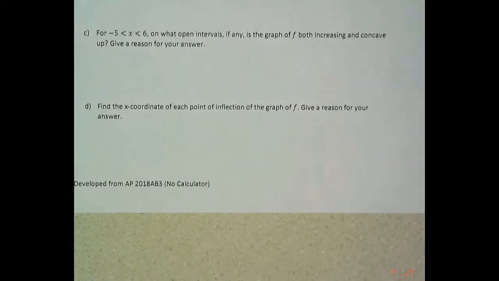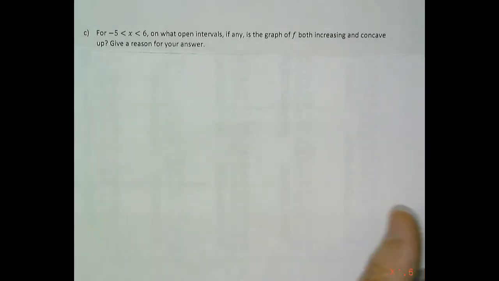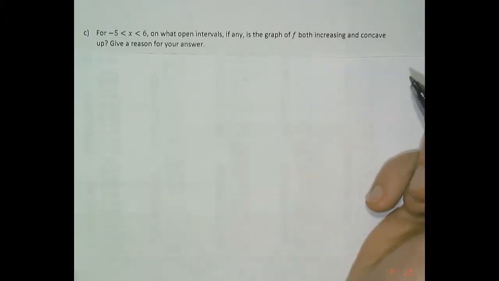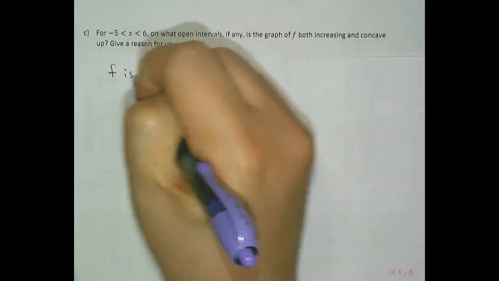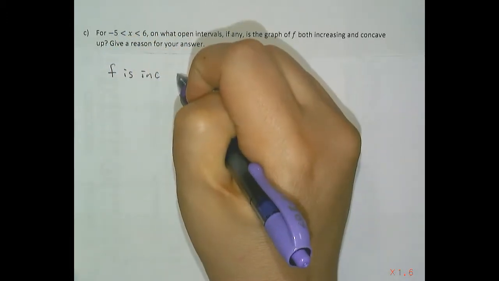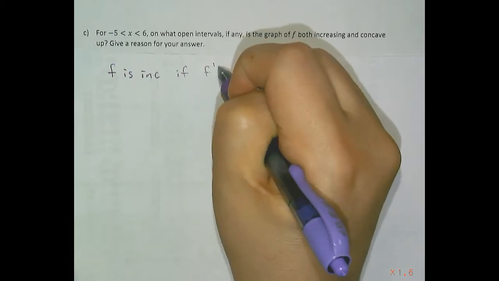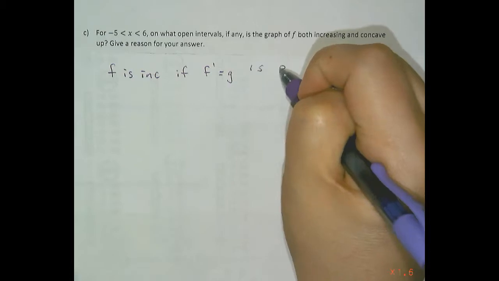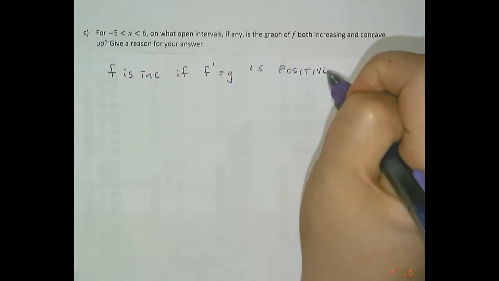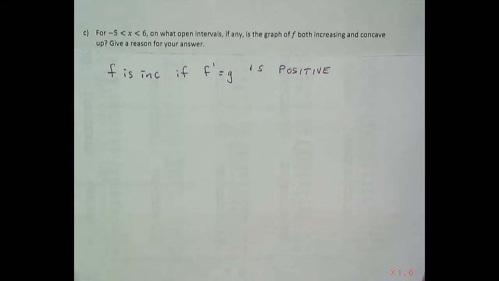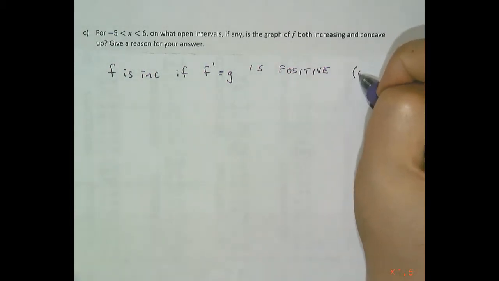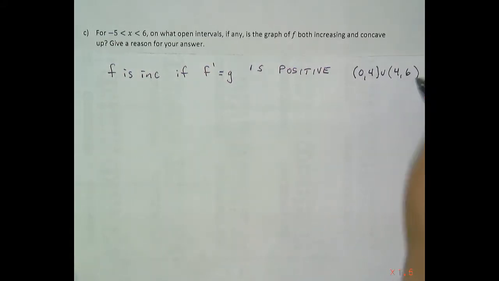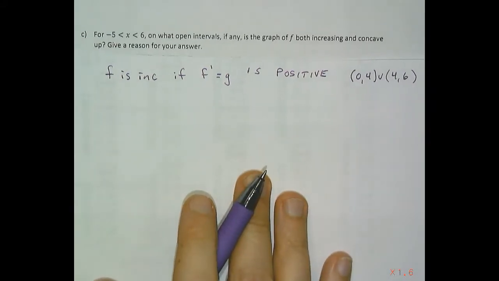Part C says, for what values on the open interval -5 to 6, if any, is the graph of f both increasing and concave up? So f is increasing if f prime, which is g, is positive. And for us on the graph provided, that would be 0 to 4 in union with 4 to 6. Okay, that's just the increasing portion.